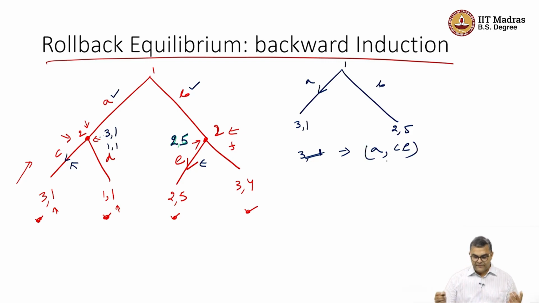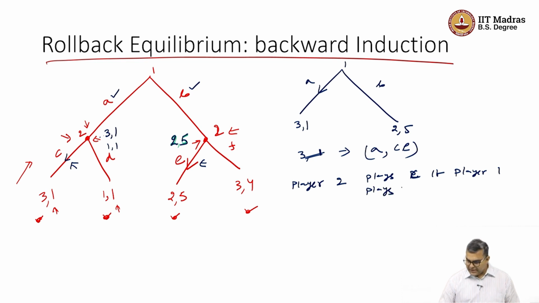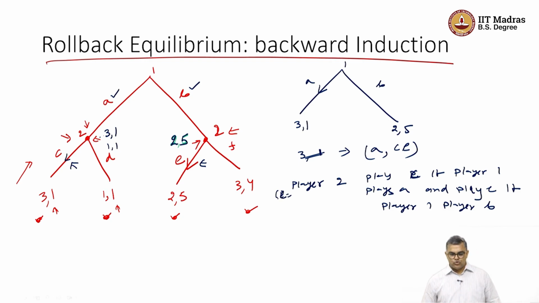What is CE? If I write in detail, player 2 plays C if player 1 plays A, and plays E if player 1 plays B. That is what CE means. And so, the outcome is going to be A comma CE, that is a possible rollback equilibrium.